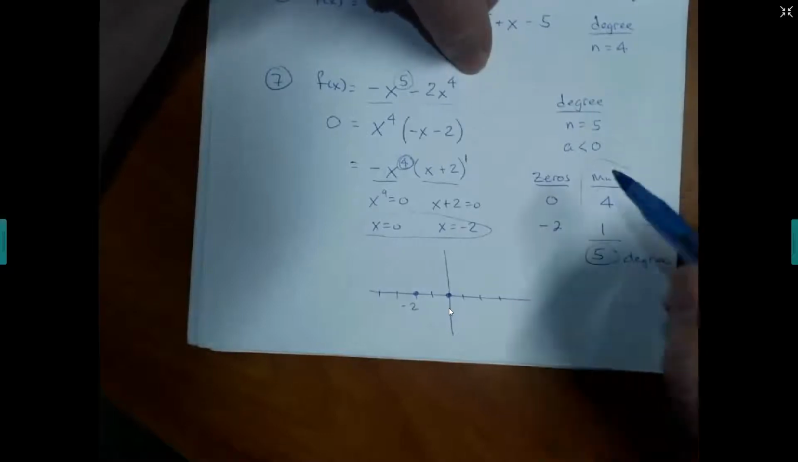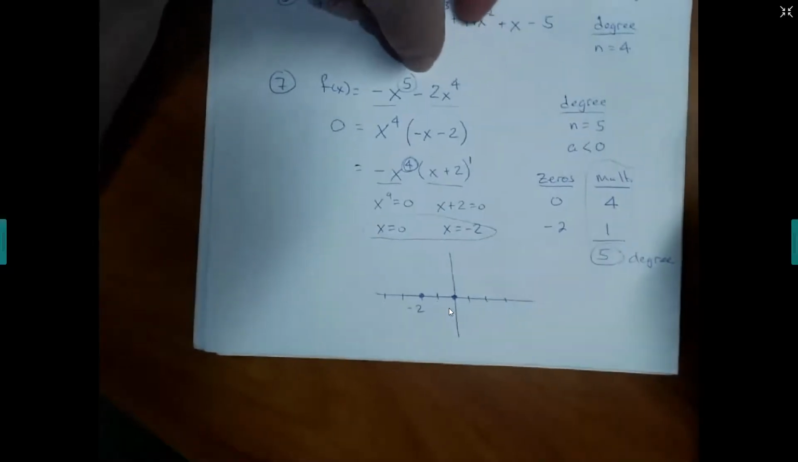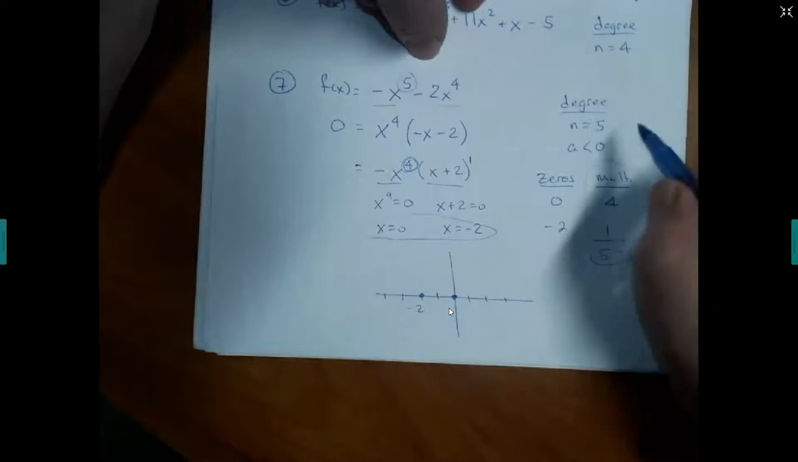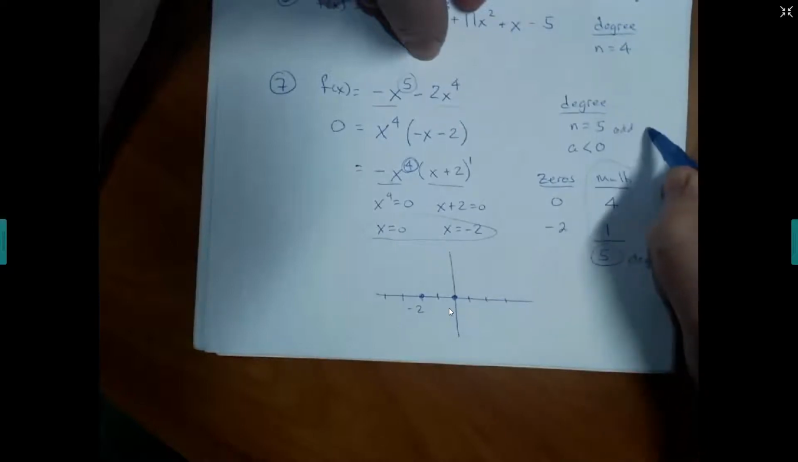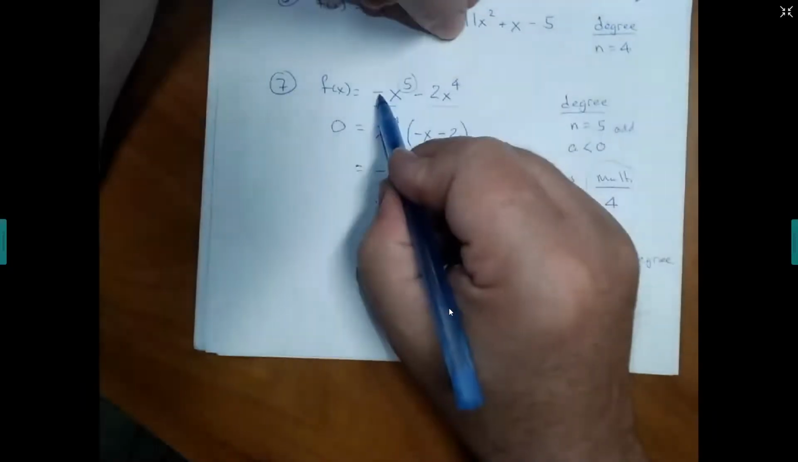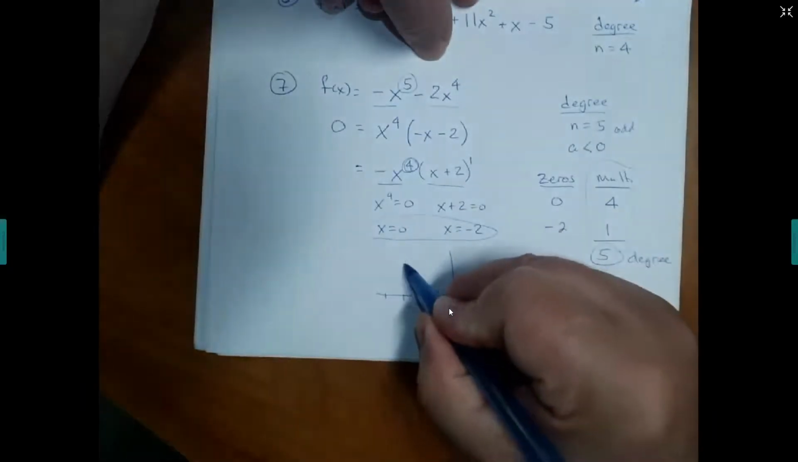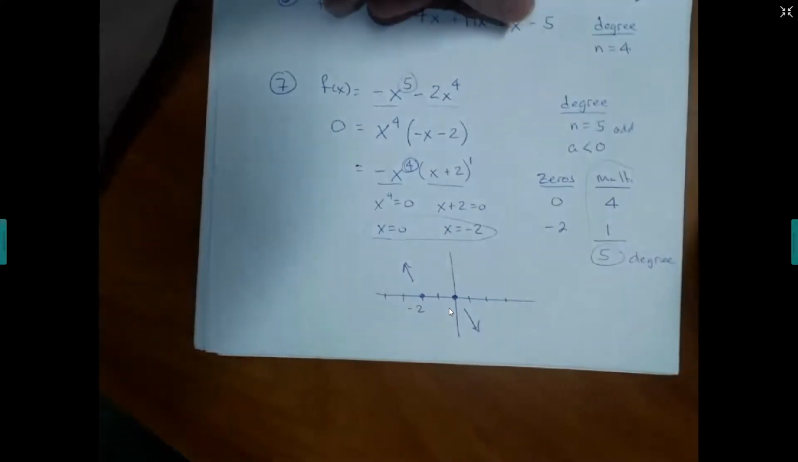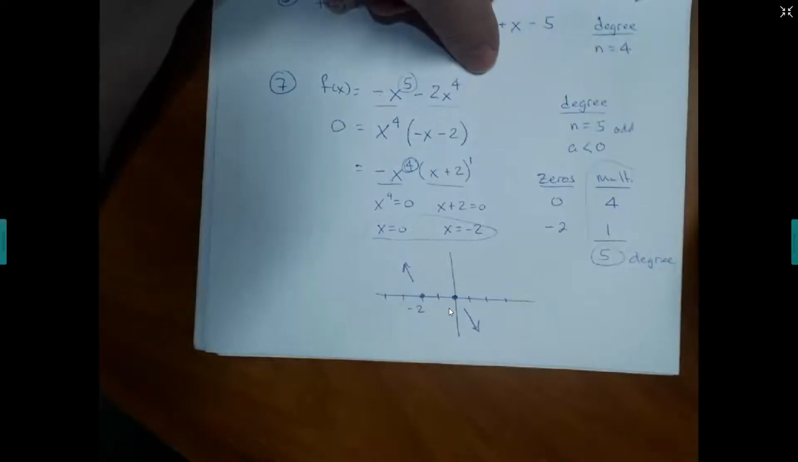So what do we know about the end behavior? It's going to be odd, starting up and going down. So they have to go in opposite directions, since it's odd. And since it's negative, the left side is going up and the right side is going down. So which one does it bounce? Which one does it cross?